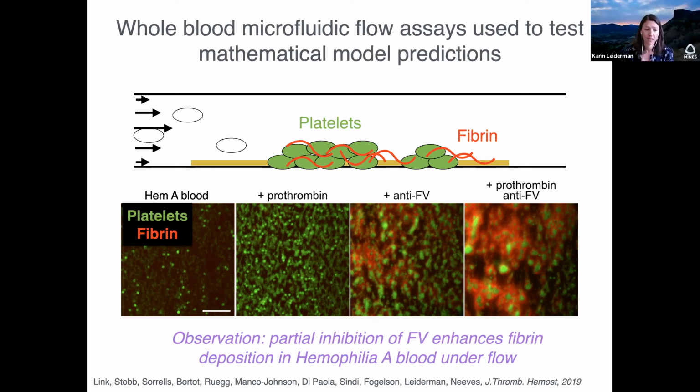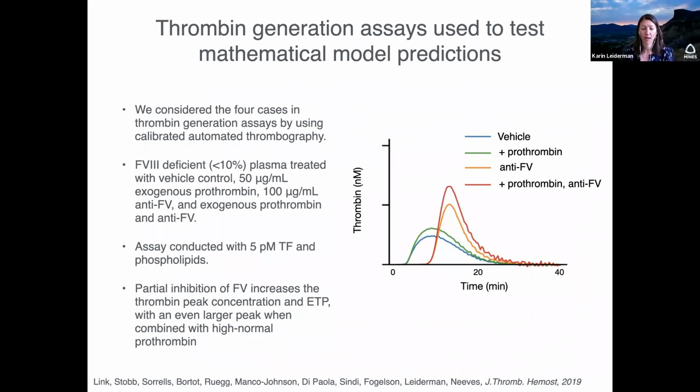So then we further tested this model hypothesis using thrombin generation assays by way of calibrated automated thrombography, or CAT. And here we see results using factor VIII deficient plasma, less than 10% of factor VIII, treated with vehicle or added prothrombin or the same anti-factor V antibody, and prothrombin plus the antibody. So we can see that the partial inhibition of factor V increased the thrombin peak.